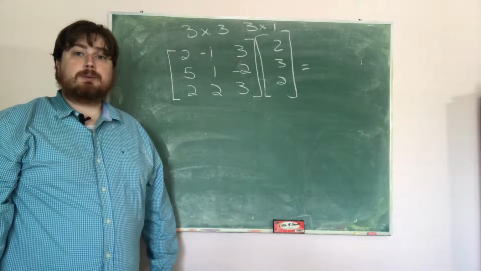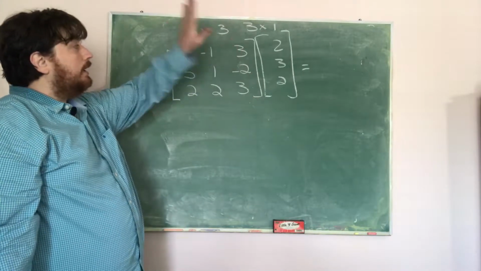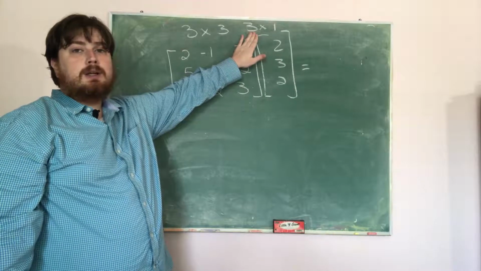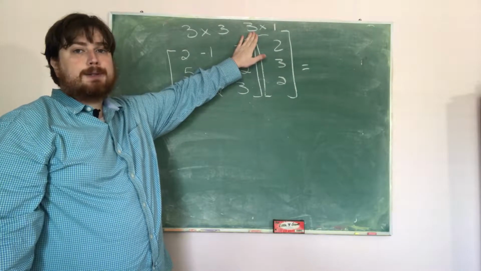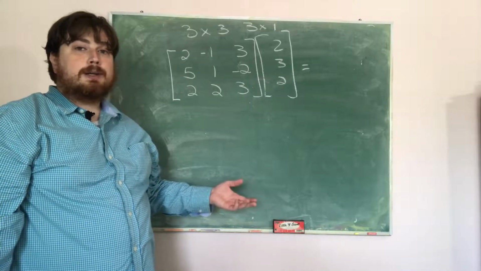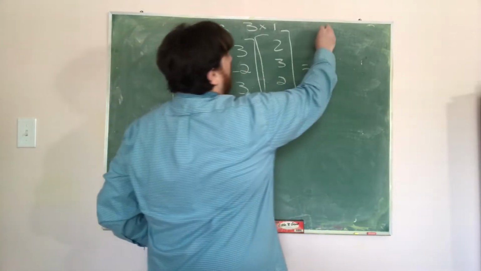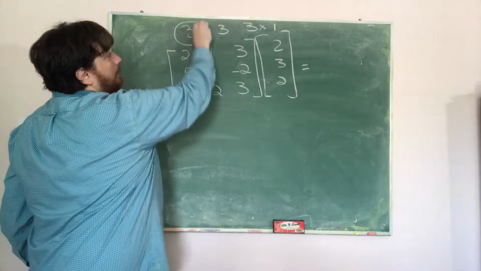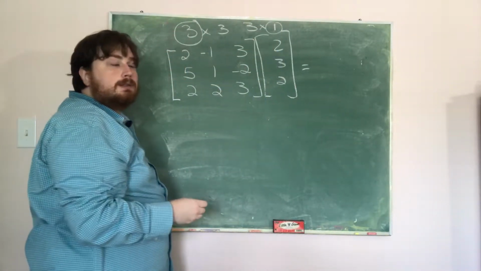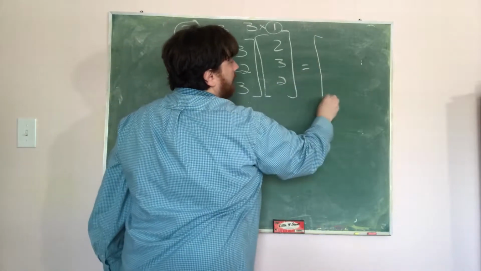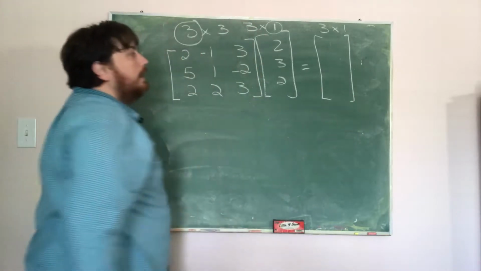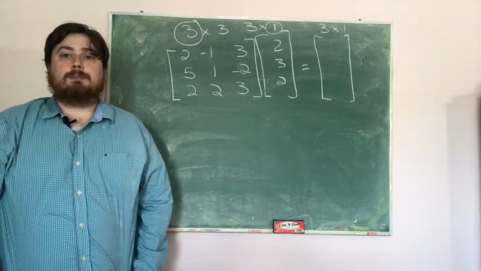And what we notice is that when we're multiplying matrices, we need the number of columns in the first to be the same as the number of rows in the second, otherwise the multiplication won't be defined. Since they are the same number, the multiplication is defined, and we're going to end up with a matrix which has the number of rows from the first matrix and the number of columns from the second matrix. So we'll end up with a 3 by 1 matrix, another column matrix.